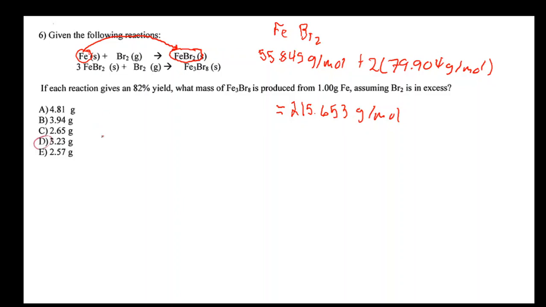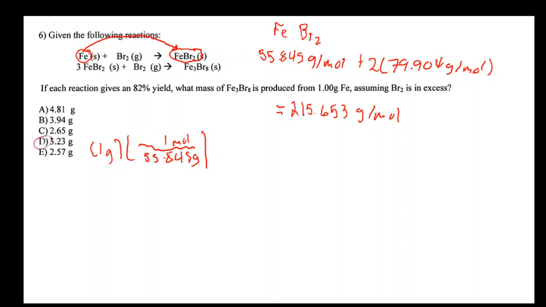Isn't that crazy? Yeah, so if we want to figure out our theoretical yield for this one here, we'll start with our grams of iron. So we have 1 gram of iron. And then we want to convert that to moles of iron. In order to do that, we will use the atomic mass of iron, so that is 55.845 grams per 1 mole.